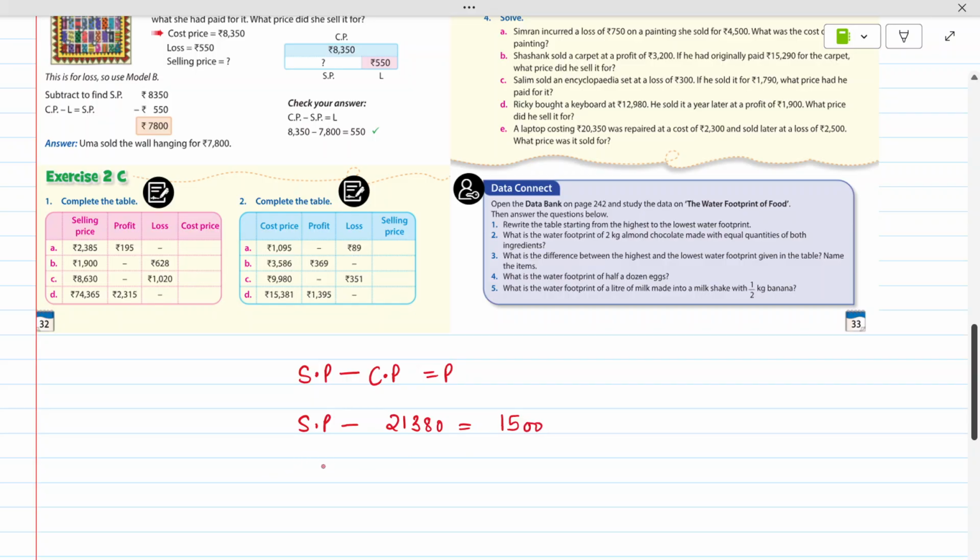Okay, so what we will do, SP will be as is, we will move this minus 1500 to the RHS, and it will become plus. So this is 1500 plus 21380. Let's do this, 21380 plus 1500 will give us 22880. That is, the selling price will be 22,880. Okay, I hope this is clear.